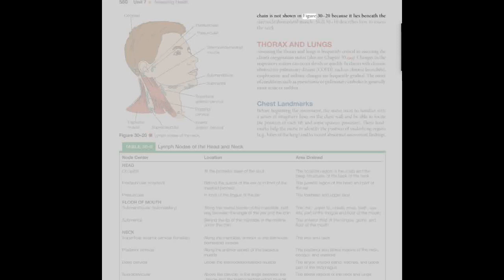chain is not shown in Figure 30-20 because it lies beneath the sternocleidomastoid muscle. Skill 30-10 describes how to assess the neck.